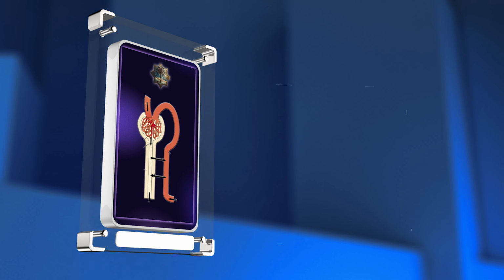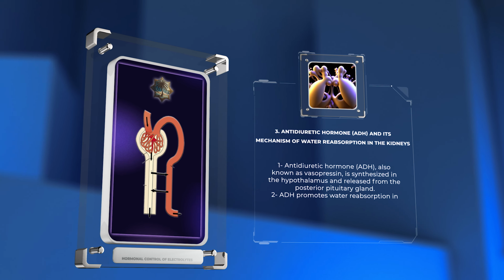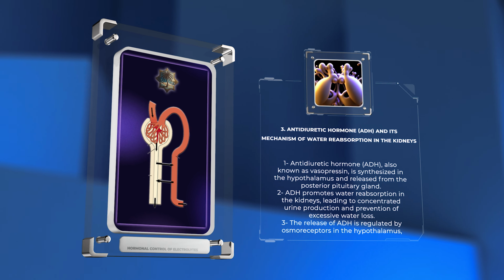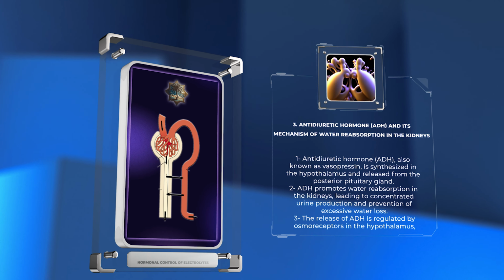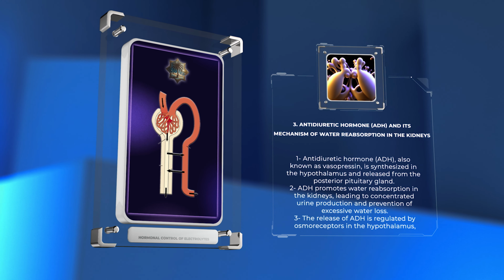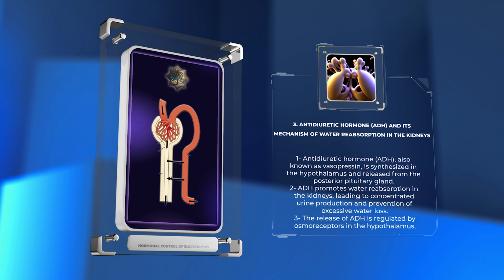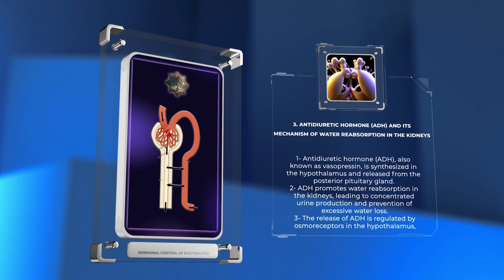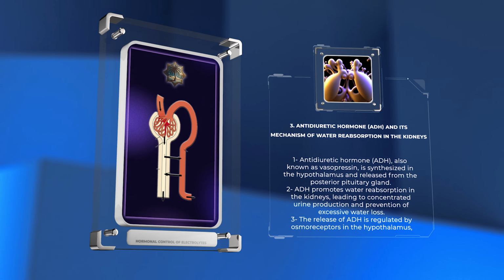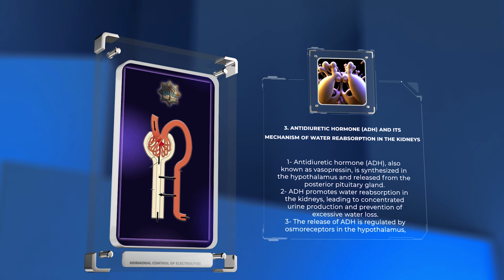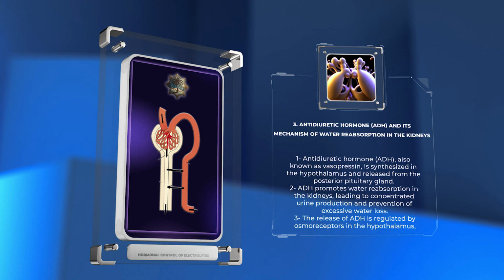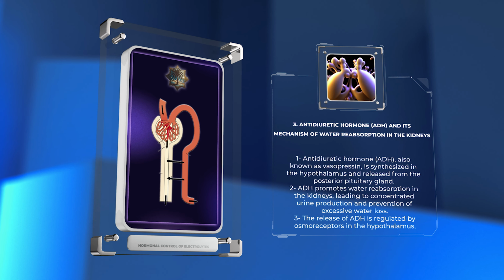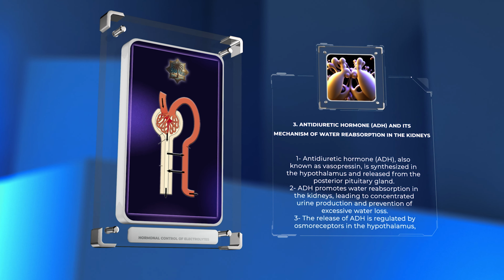Antidiuretic hormone, ADH, also known as vasopressin, is synthesized in the hypothalamus and released from the posterior pituitary gland. ADH acts on the collecting ducts of the kidneys, promoting water reabsorption by increasing the permeability of the collecting ducts to water. This results in water conservation, leading to concentrated urine production and prevention of excessive water loss. The release of ADH is regulated by osmoreceptors in the hypothalamus, which sense changes in plasma osmolality.